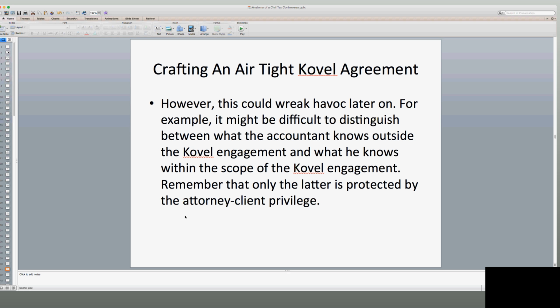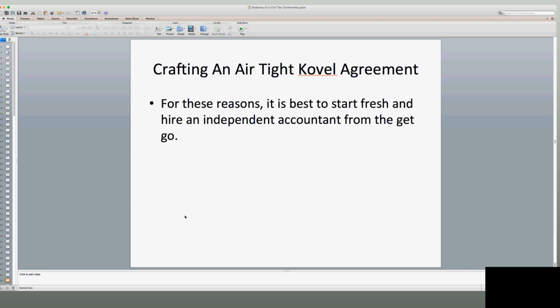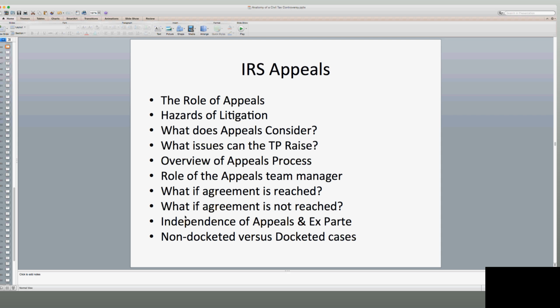Again, this could wreak havoc later on because it's difficult to distinguish between what the original accountant learned outside the Kovel agreement and what he learned within the scope of the agreement. Remember that only the latter is protected by the attorney-client privilege. Moreover, using the existing accountant requires additional steps be taken to ensure that the information garnered within the scope of the agreement is clearly separate. And this, again, is tedious and arduous. For these reasons, it's best to start fresh, hire an independent accountant right from the get-go.